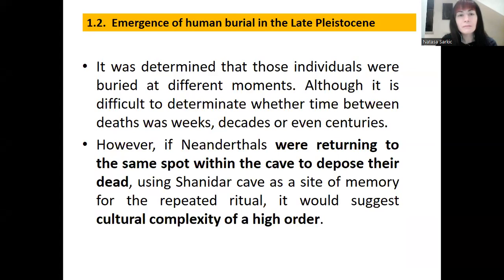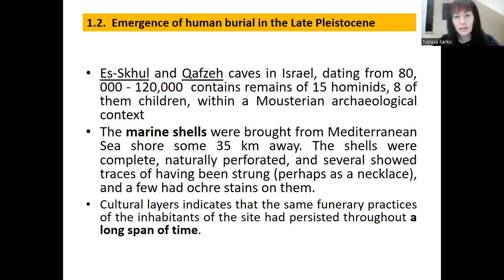So there's also, it's really hard for me to pronounce, but sorry if somebody is from this, if my pronunciation is terrible, but Eskul and Kafsek caves, sorry, for sure not like that. They were dated from 80,000 to 120,000 years before the modern era, and they contain remains of 15 hominids. Eight of them were children.